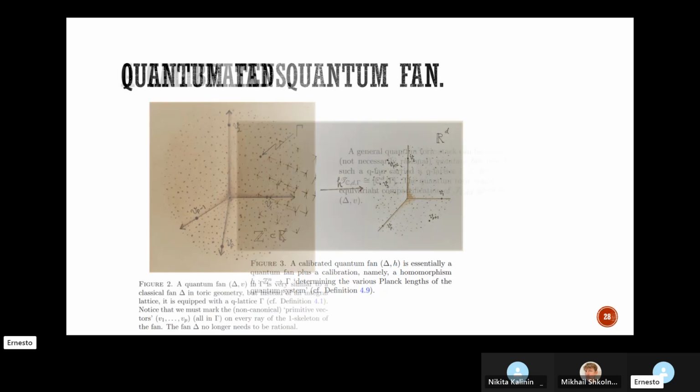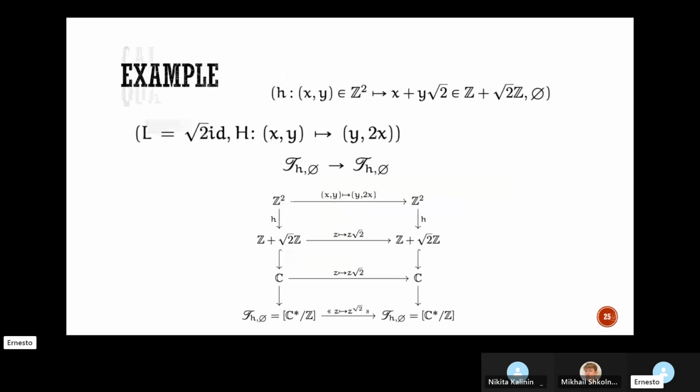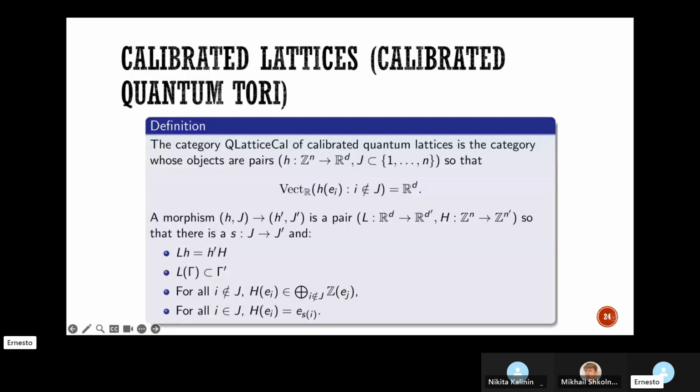So again, technically, H goes from Z^n to R^d. n is typically bigger than d, and J is a purely combinatorial object. It's just a subset of the indices. And this is going to play the role of the marked points of the moduli space, just like in the moduli space of curves. You get a more regular, a nicer moduli space.